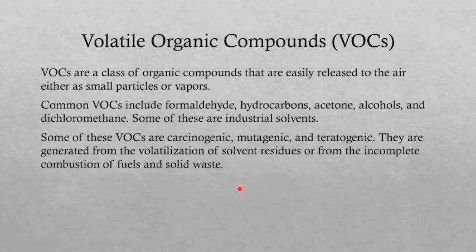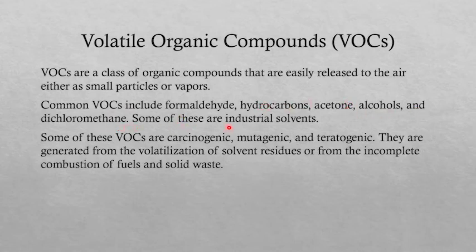For the next class of pollutants, we have volatile organic compounds or VOCs. Now, VOCs are technically not included in the list of criteria pollutants, but they are still common in urban places and they can still be dangerous. These VOCs are a class of organic compounds that are easily released to the air, either as small particles or as vapors. Volatile organic compounds are easily volatilized. Common VOCs that we encounter include formaldehyde, hydrocarbons, acetone, alcohols, and dichloromethane.